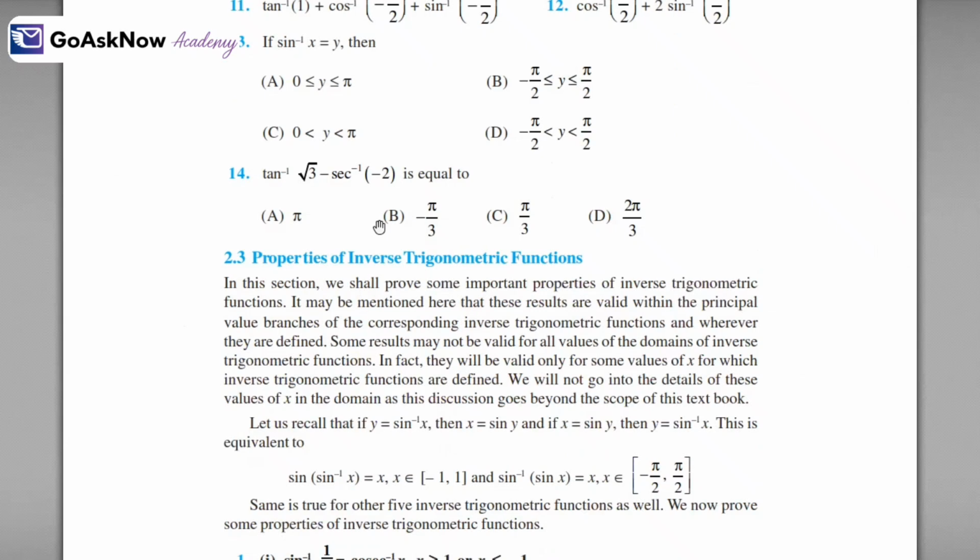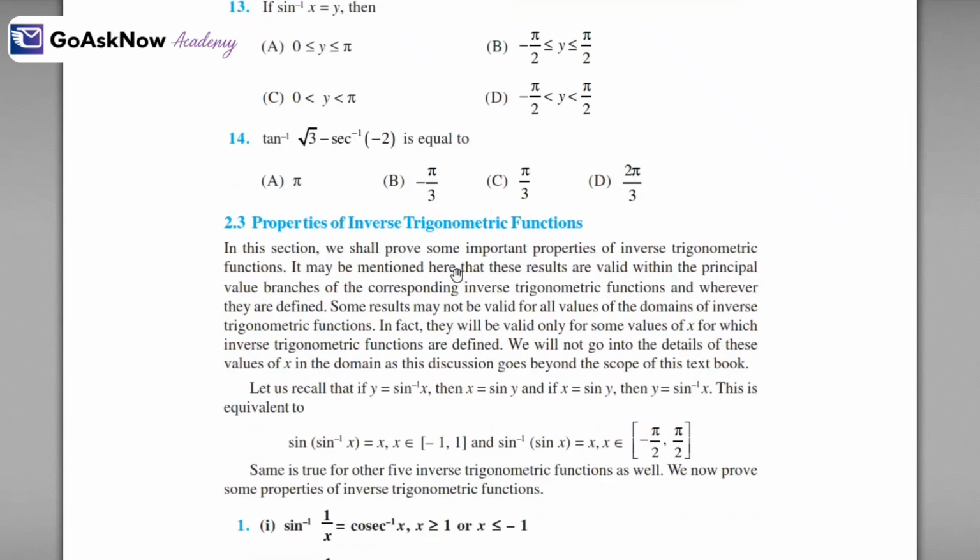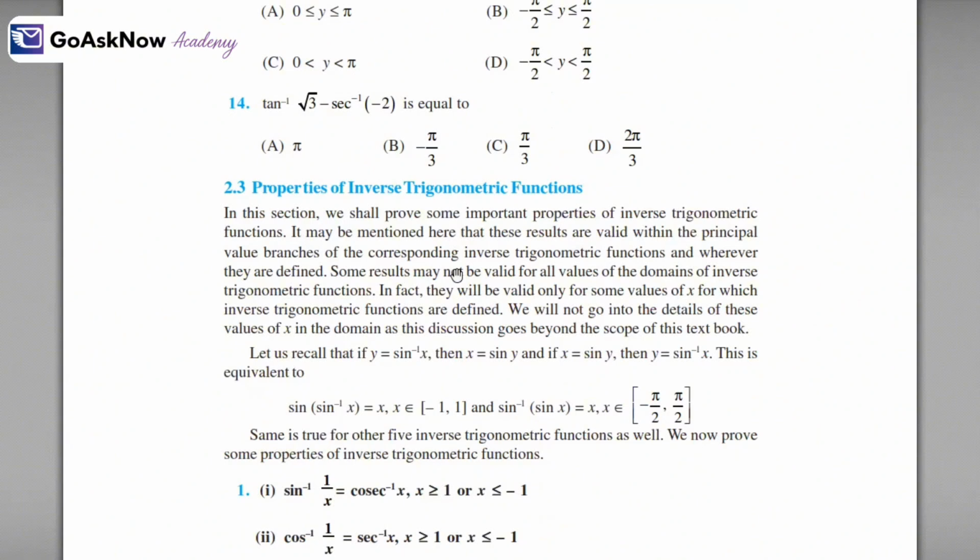Okay. So we will now see some properties of inverse trigonometric functions. In this section, we shall prove some important properties of the inverse trigonometric functions. It may be mentioned here that these results are valid within the principal value branches of the corresponding inverse trigonometric functions and wherever they are defined.